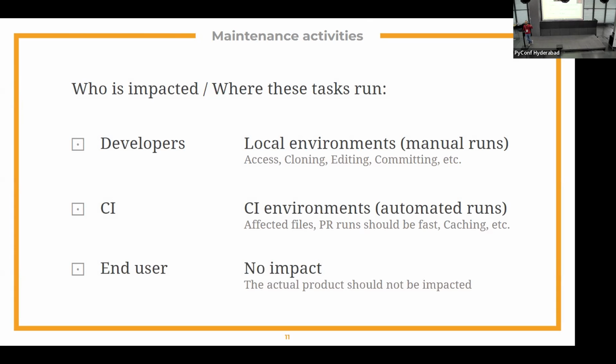You have the CI environments, which now play a huge role in our lives, because half the time you're committing something and you're waiting for CI to run for hours and hours. So, are CI environments able to run fast? And are you making sure your code is stable? And the end user, which ideally should have no impact, because here you're just changing the structure of the code. You're not changing any product requirements or anything of that sort. So there should ideally be no impact to the end users of your product.